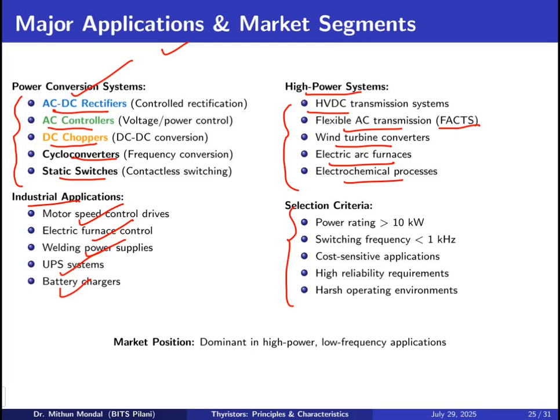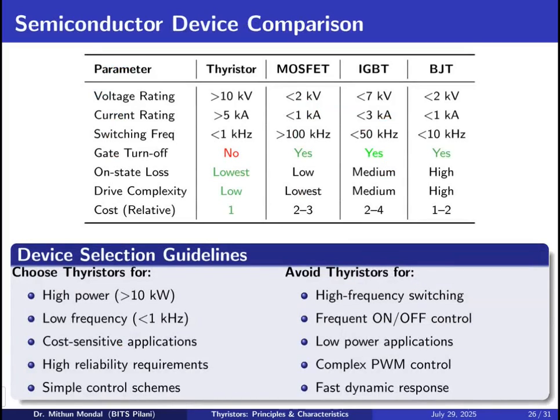Selection criteria of these thyristors are: the power rating should be greater than 10 kilowatt, switching frequency less than 1 kilohertz. They are very cost sensitive applications, high reliability requirement and harsh operating environment also we can use it. So the market is dominated by high power and low frequency applications. So we need thyristors which can be of high power and low frequency, then those are suitable for the market position.